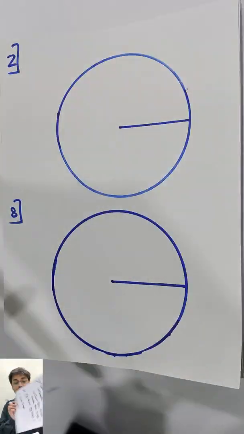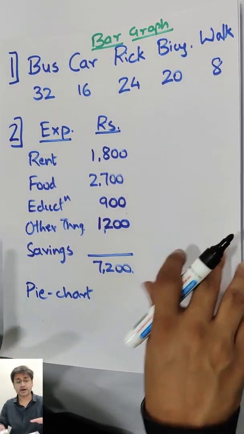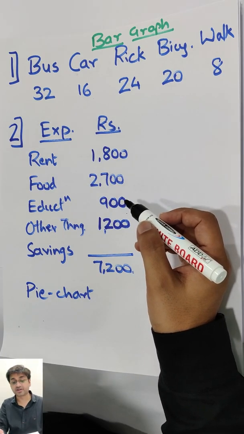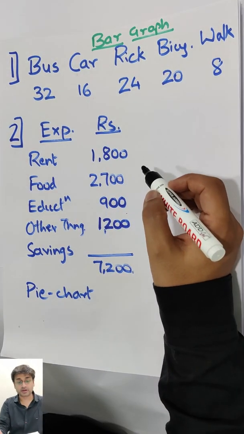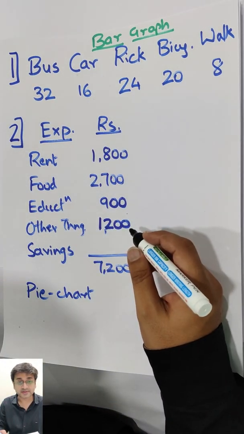So let's directly jump onto bar graphs. Sum number 1 says, draw a bar graph. People coming to a particular place using bus, car, rickshaw, bicycle and by walking. So these are the number of people and how they are coming. How are you going to show them as bars?